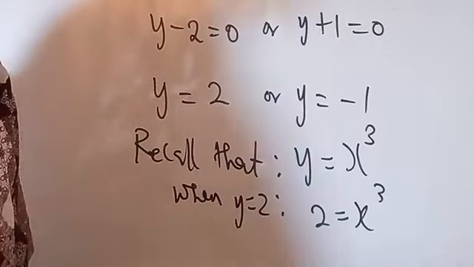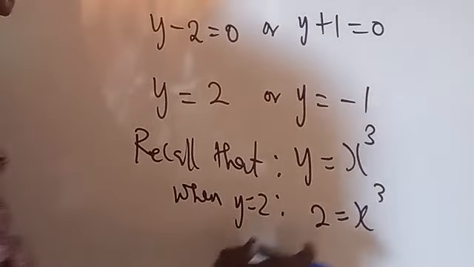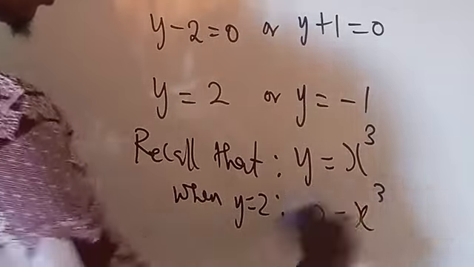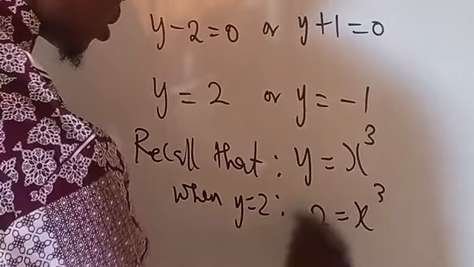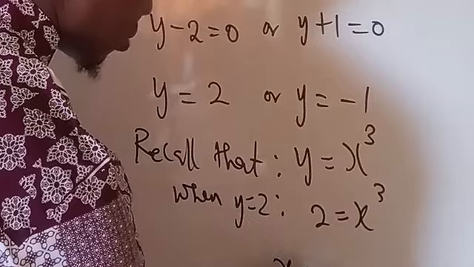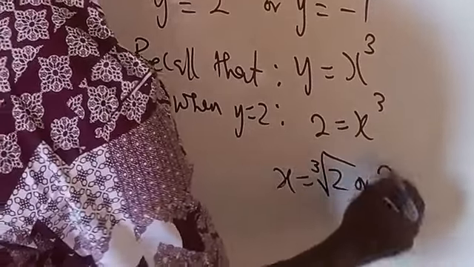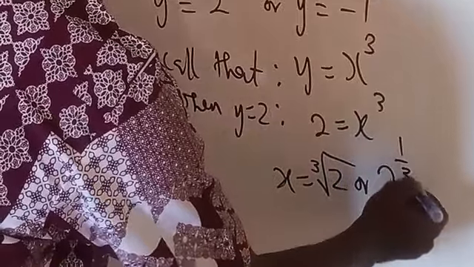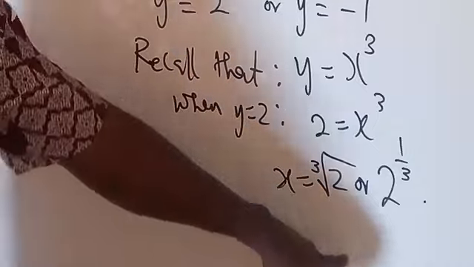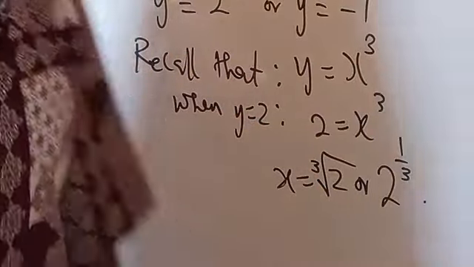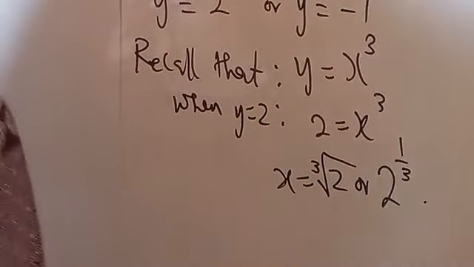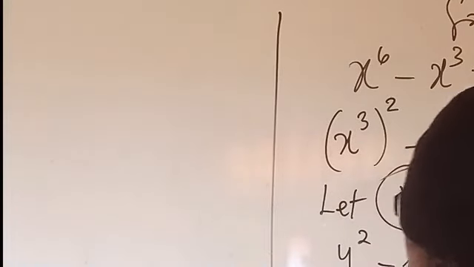Now, with x to the power of 3, we're going to take the cube root of both sides. If you take the cube root of both sides, x is going to be the cube root of 2, or you write it as 2 to the power of 1 over 3. So therefore that's one solution of x we're going to get. Now going further, let's see how we're going to get the second one.